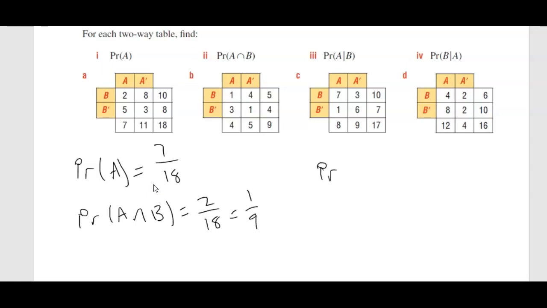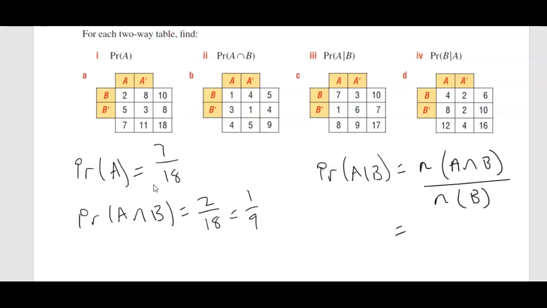Now the probability of A given B is, so we're just looking at N over N of B. So we're looking at A and B, which is this number here, 2. And the number of B down here is 10. So that can simplify to 1/5. So we're looking at A and B given it's B, so we're looking at that 10.